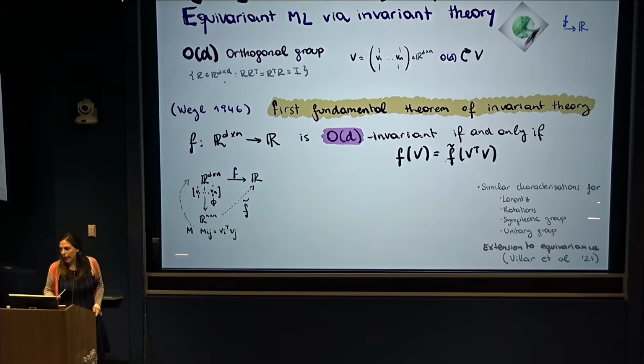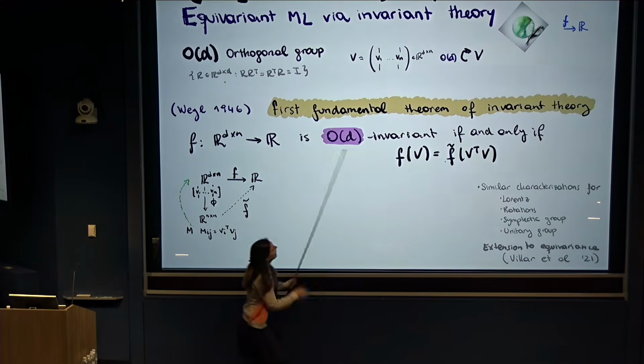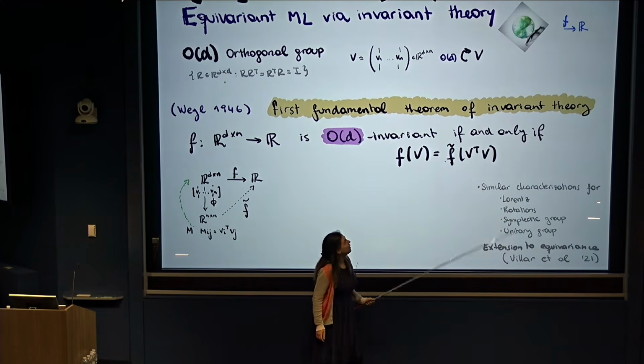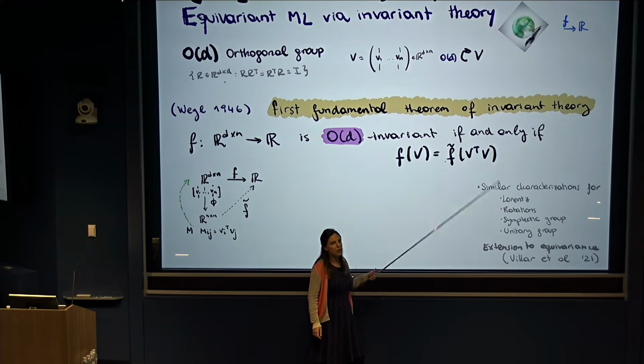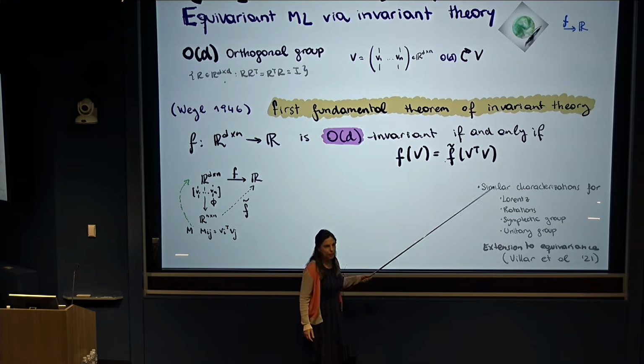So let's start with equivariant machine learning via invariant theory. Imagine that we have a point cloud, and we want to learn a function of this point cloud that is invariant with respect to the orthogonal group acting on all the points simultaneously. So if I apply an orthogonal matrix to all the points, the function is invariant with respect to that. For instance, the energy of this point cloud is invariant with respect to that.